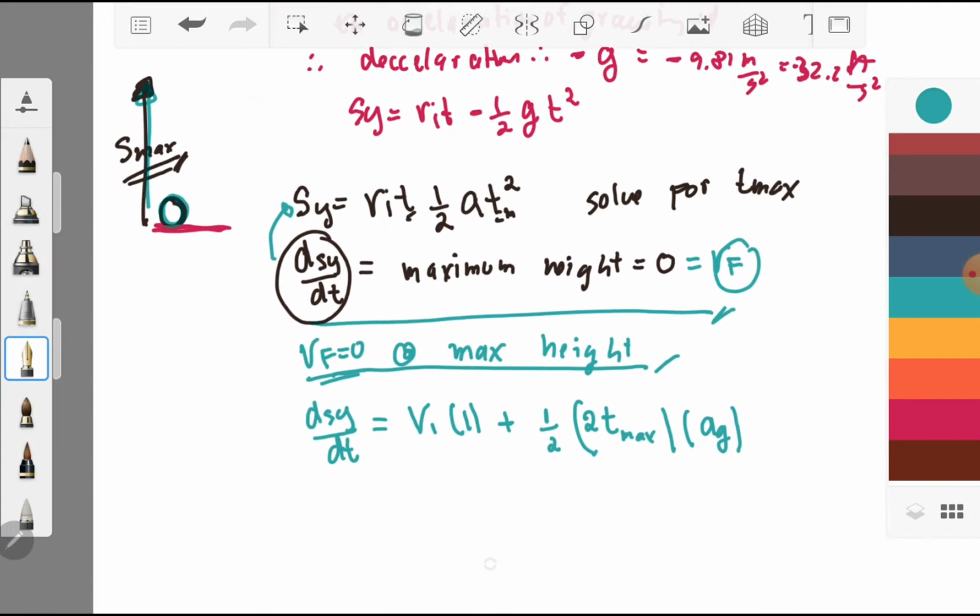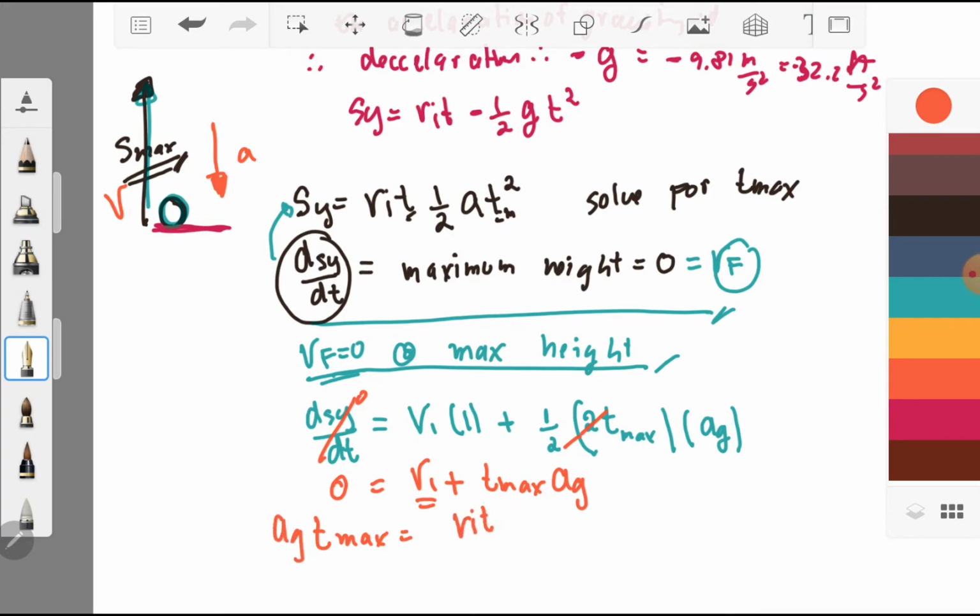So, take note that our acceleration due to gravity is going down. Okay? It is going down. So, therefore, we have a deceleration. Nagne-negative yan kasi going down yung acceleration natin, yung motion natin pataas. So, it is against our motion. Okay? So, therefore, setting this dsy to 0, so we have 0 equals vi plus, cancelling out your 2, we have t max multiplied by our ag. So, we will have a value of t max multiplied by ag, which is equal to negative vi.